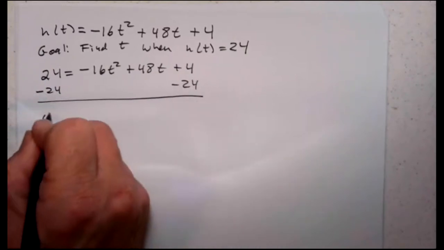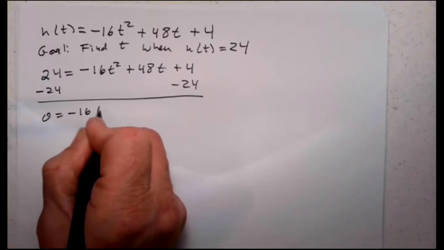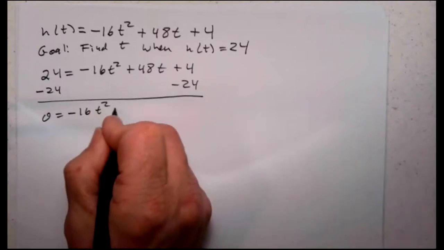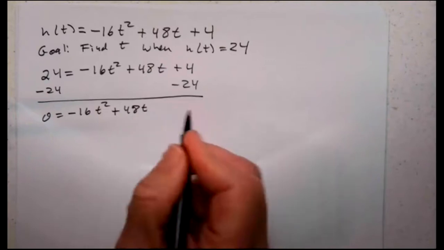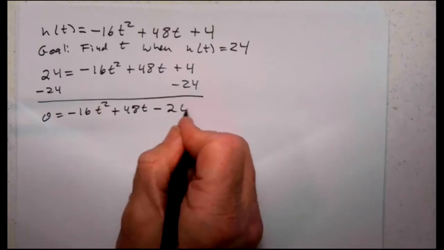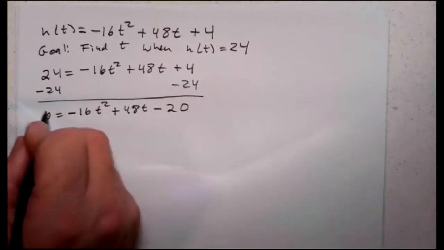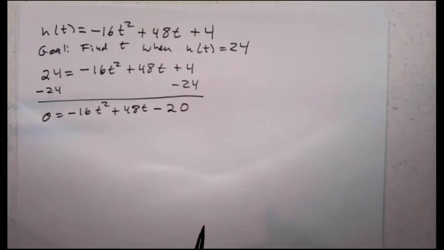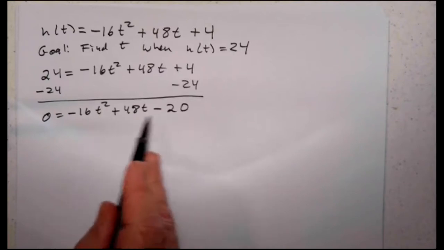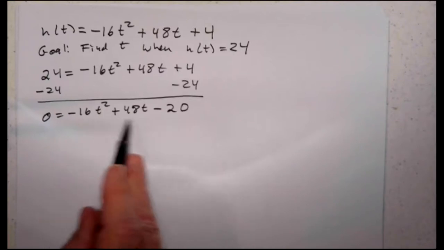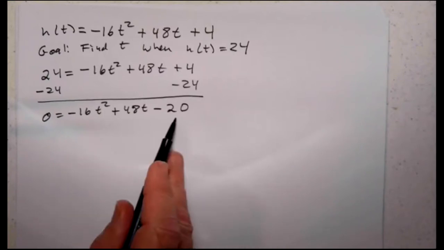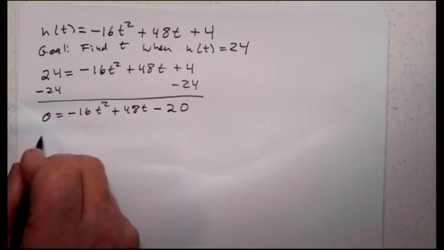And we get 0 equals negative 16t squared plus 48t minus 20. Now again, I could try to factor this. I could go to the quadratic formula. I could even try completing the square. But let's see if we can factor something. 2 into all of those, 4 into all of those, 8, no, not into 20. So I guess 4 is the best I can do.